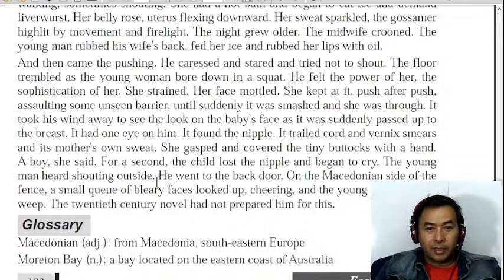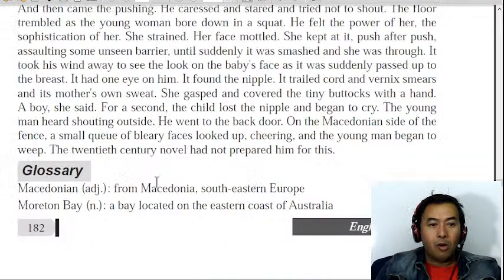It found the nipple. It trailed cord and vernix smeared, and its mother's own sweat. She gasped and covered the tiny buttocks with a hand. "A boy," she said. For a second, the child lost the nipple and began to cry. The young man heard shouting outside. He went to the back door on the Macedonian side of the fence.